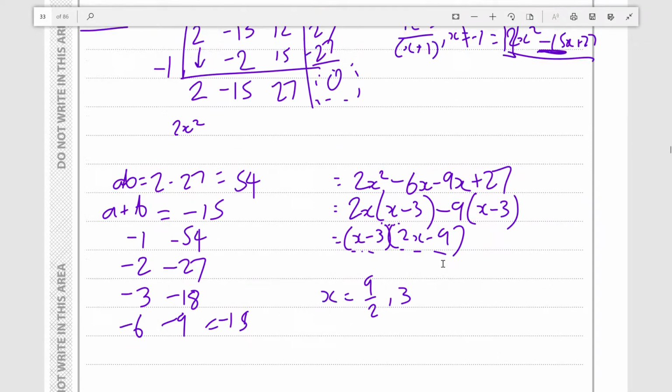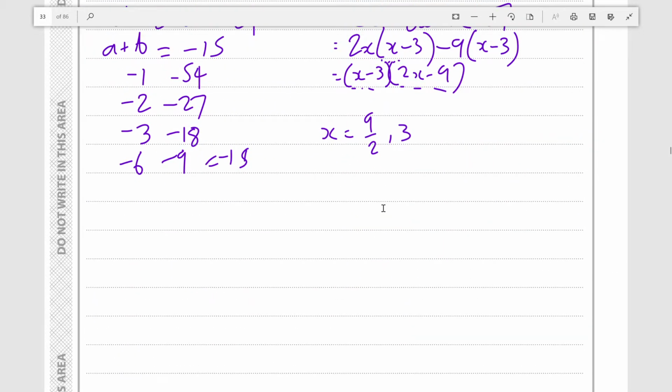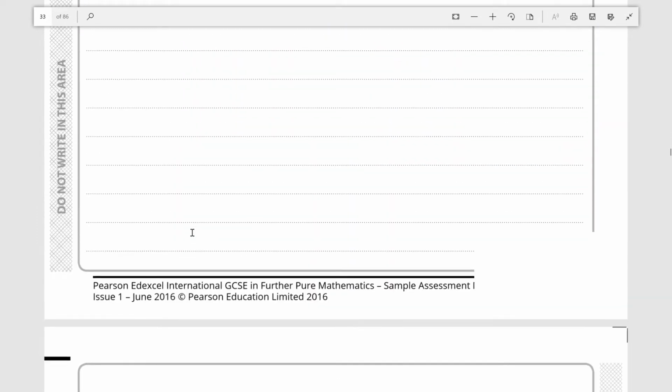Now we look back to the beginning and we recall that the lesser solution is b and the greater solution is a. This is kind of contrary to the logic you would normally follow, but you've got to pay attention to the question and make sure you're answering it correctly. So since b is less than a, b is equal to 3 and a is equal to 9 over 2. Now we have part A of the question complete, but we still need to do part B, which is the area.